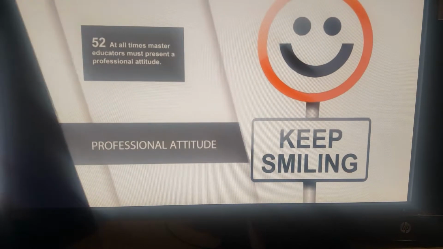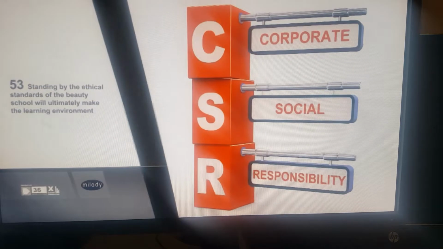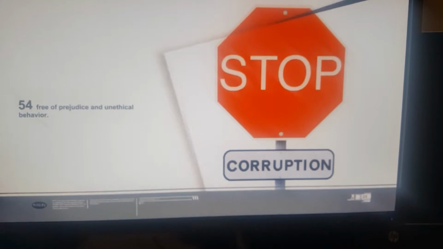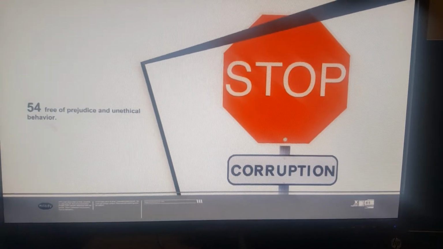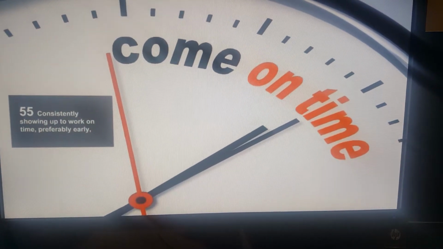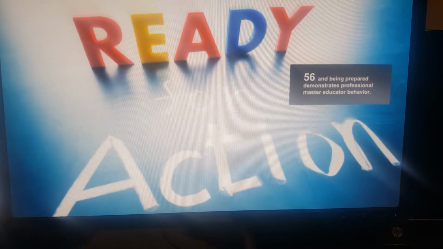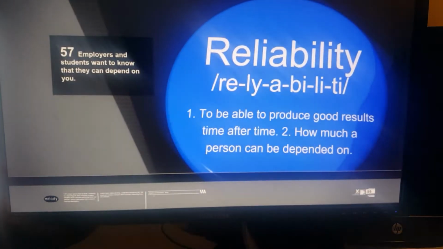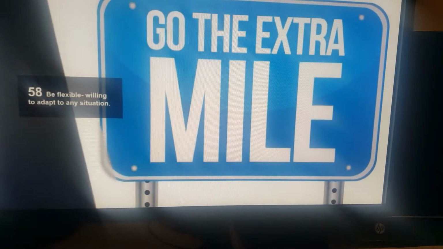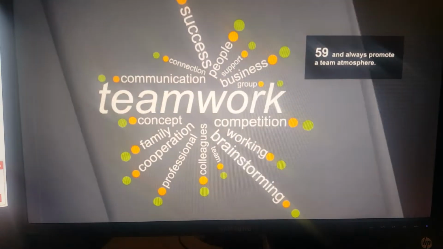At all times, master educators must present a professional attitude. Standing by the ethical standards of the beauty school will ultimately make the learning environment free of prejudice and unethical behavior. Consistently showing up to work on time, preferably early, and being prepared demonstrates professional master educator behavior. Employers and students want to know that they can depend on you. Be flexible, willing to adapt to any situation, and always promote a team atmosphere.